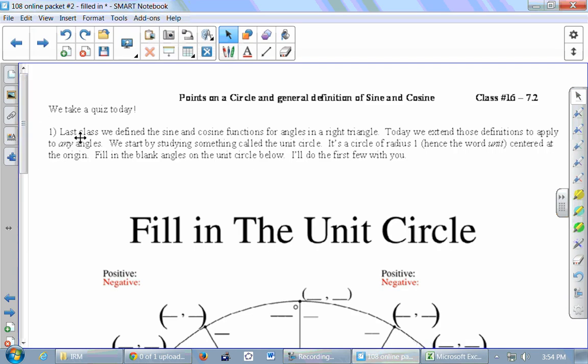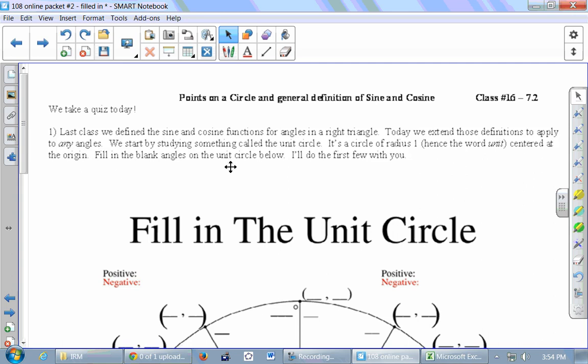Last class we defined the sine and cosine functions for angles in a right triangle. Today we extend those definitions to apply to any angles, not just the ones that are in a right triangle. We start by studying something called the unit circle. It's a circle of radius 1, hence the word unit. Unit means 1. Centered at the origin.